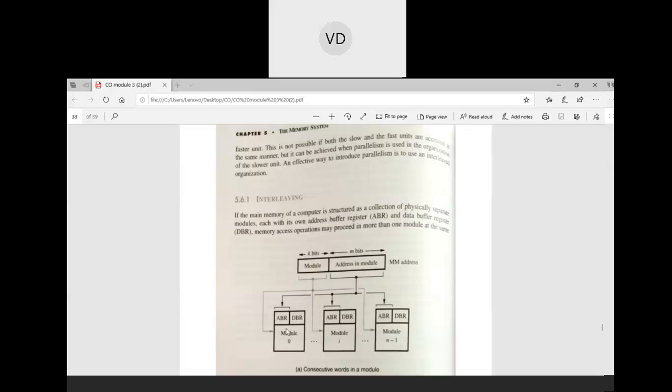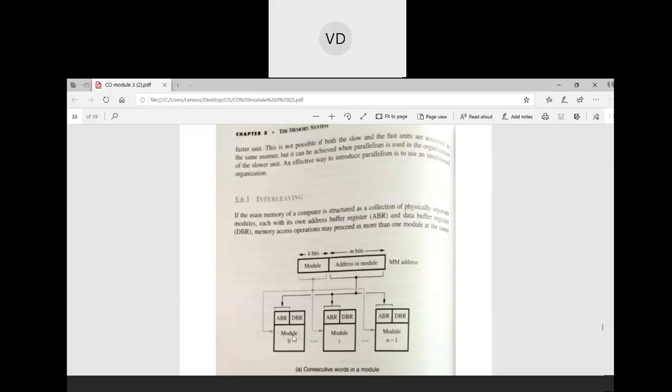Each module has its own address buffer register and data buffer register, which store the address and the data. How do we access these modules? We access them in two ways, using k bits and m bits for the module number and the address in the module. To find a particular data item, suppose I want the variable x. First we have to find out in which module variable x is stored. For that we use the k bits of module address.